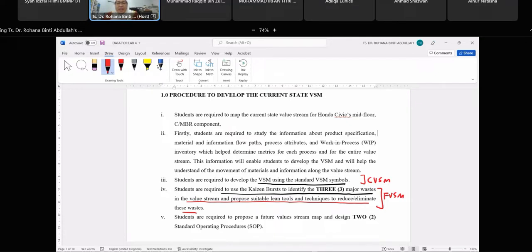Alright? And from there, as part of this, you are required to produce the future state map and design 2 standard operating procedures, as I mentioned earlier. So from your future state map, if you propose 3 improvements, you may have 2 SOPs that you have to provide. Okay?